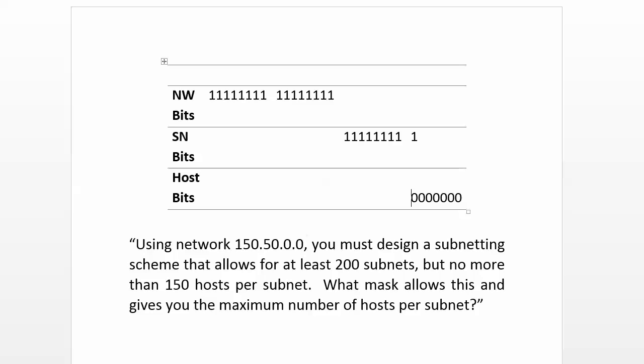So that's tying you into one. It's saying, I want you to give me a mask that gives me at least 200 subnets, no more than 150 hosts on any of them, but still as many as I can get. So that's why you want to stop right there. So your mask is 255.255.255.128, and it's also /25.